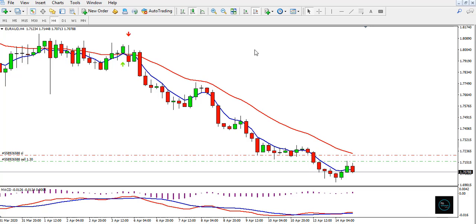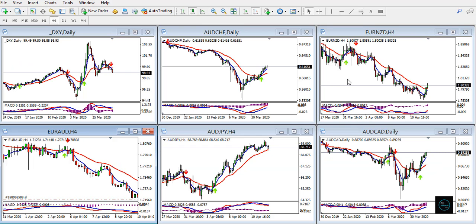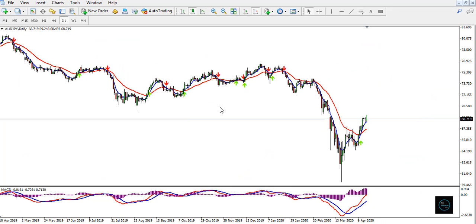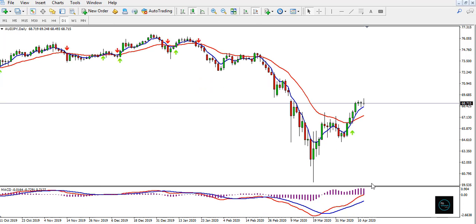All right, so this is my take on the Euro AUD, and I'm still watching the other currency pairs. I'm just going to show them to you. You can see here the AUD JPY on the daily chart is beginning to look like it's thinking about turning around. Not quite yet. I'm not going to get into this trade until I see a convincing wave top situation, and I expect to see a cross on the MACD, a cross on the EMAs.